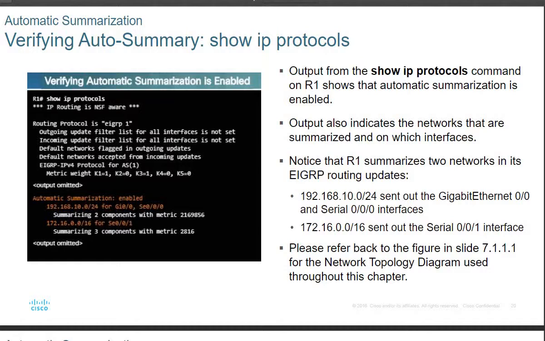Automatic Summarization. Verifying Auto-summary. Output from the show ip protocols command on R1 shows that automatic summarization is enabled. Output also indicates the networks that are summarized and on which interfaces. Notice that R1 summarizes 2 networks in its EIGRP routing updates: 192.168.10.0/24 sent out the GigabitEthernet 0/0 and Serial 0/0/0 interfaces, and 172.16.0.0/16 sent out the Serial 0/0/1 interface. Please refer back to the figure in slide 7.1.1.1 for the network topology diagram used throughout this chapter.